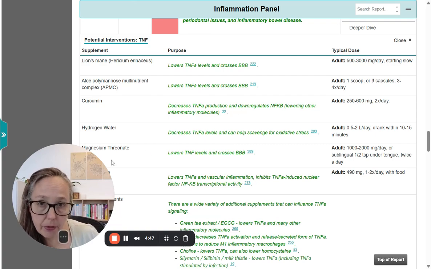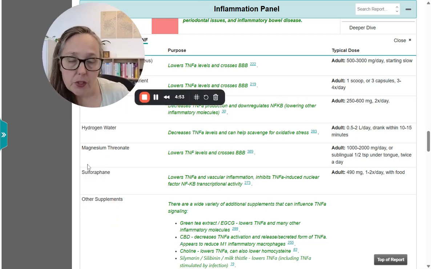And magnesium threonate, which is a form of magnesium that helps get across the blood-brain barrier better. So sulforaphane is a plant compound from cruciferous vegetables, and you can eat cruciferous vegetables or you can take it as a supplement. And typically, if you had this level of gene variant, I'd probably recommend it as a supplement because it's a much higher dose.